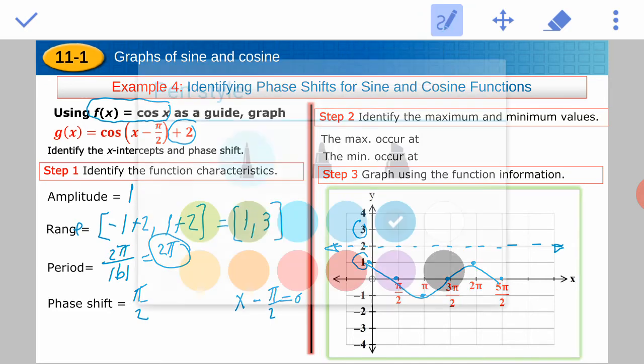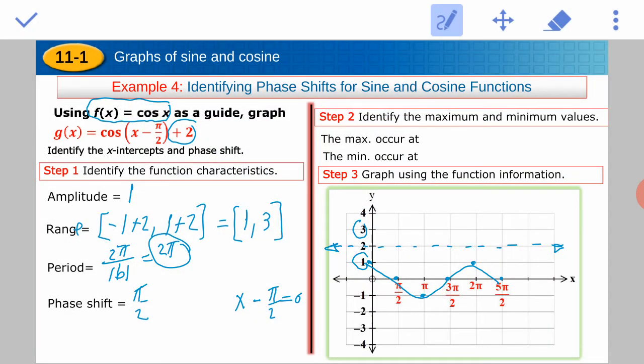Now, let me choose a different color in order to graph g of x. G of x is shifted up 2 units and shifted to the right pi over 2 units. So we can perform this on the 5 critical points of the parent function. We have 1, 2, 3, 4, 5. That's the end of one period, so that's enough. So imagine if you move this point at 1, 2 units up, it's going to be at 3, and you shift it to the right pi over 2, so this point is going to be at this position. The second critical point is that point.